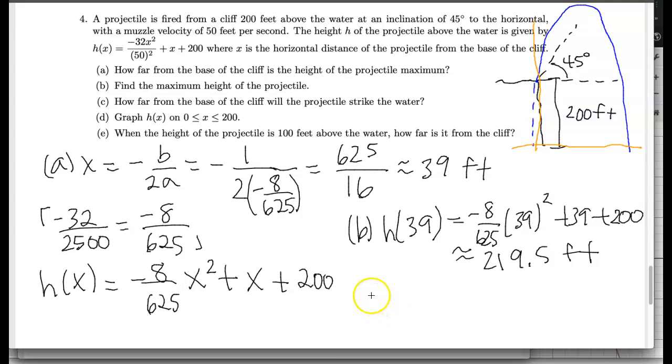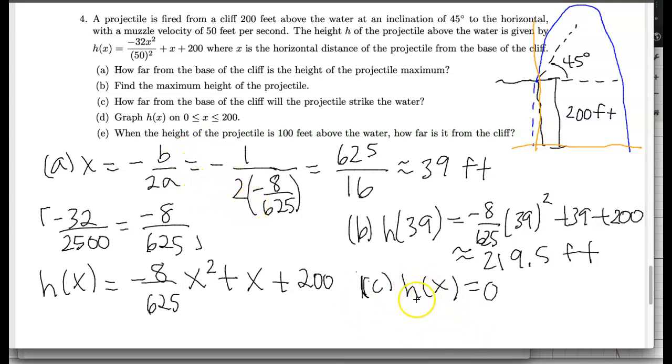Okay, so let's look at part C. We wanted to see in part C, how far from the base of the cliff will the projectile strike the water? So we're looking for the x-coordinate here. My question to you is, what will the height be when it strikes the water? This will be when h of x equals 0. So that's what we'll solve for part C.